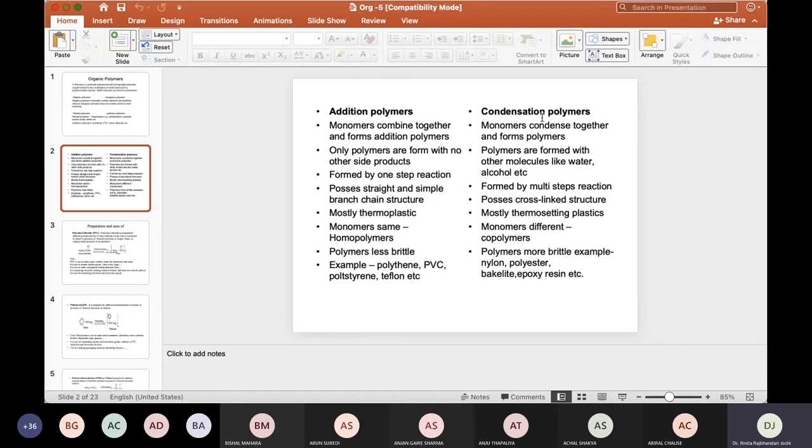In the case of condensation polymers, they are formed from different monomers, not only one type of monomer. So the polymer formed by condensation polymerization is said to be a copolymer, whereas addition polymerization uses only one type of monomer, so it is known as a homopolymer. Condensation polymers are also more brittle, like nylon. Examples are nylon, polyester, bakelite, epoxy resin, etc. Okay, so this is about the polymers.